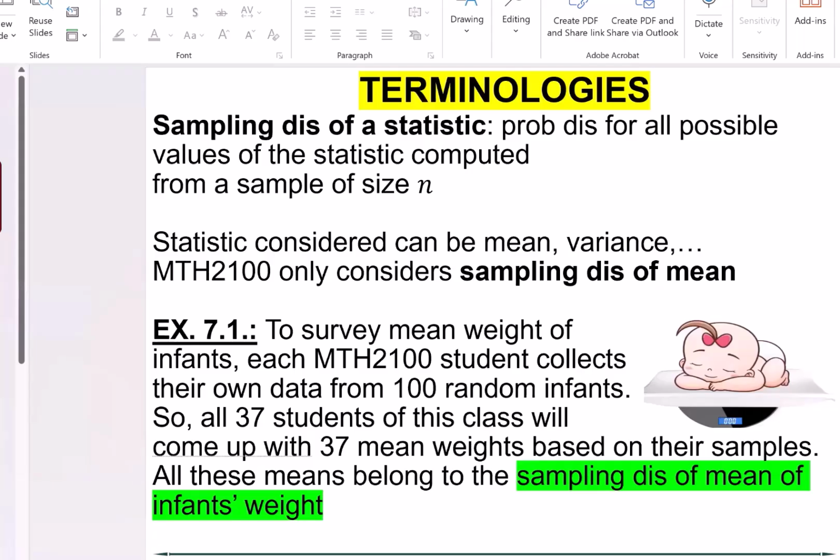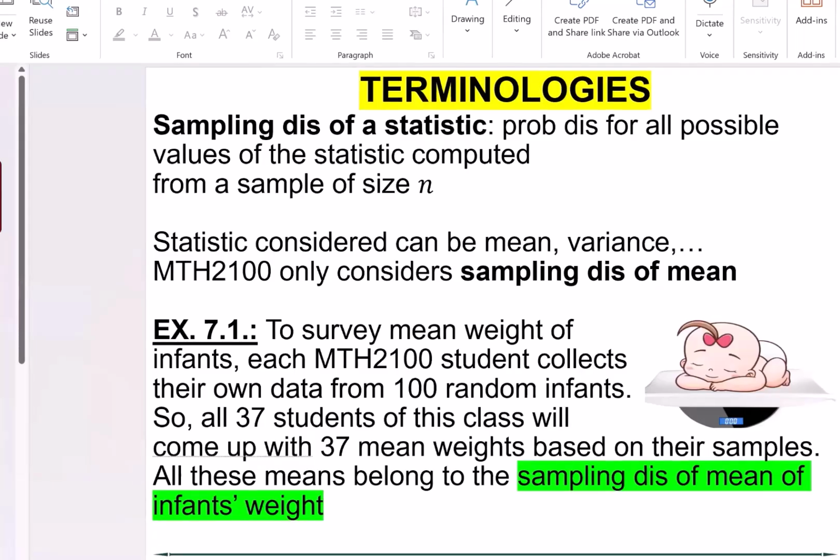If you recall in chapter 1, what is a statistic? A statistic is a value extracted from the sample data. For example, from your sample data, you may consider the mean or the variance. They are statistics. For our class, we focus on studying the sampling distribution of the mean. So let's look at an example so we can understand this concept better.